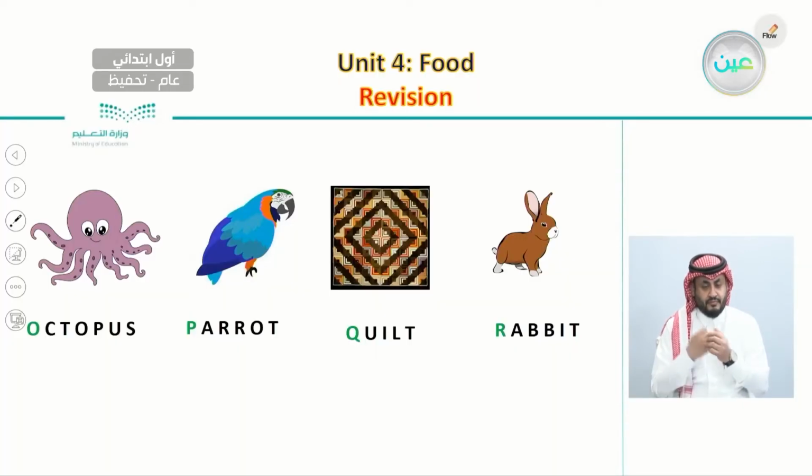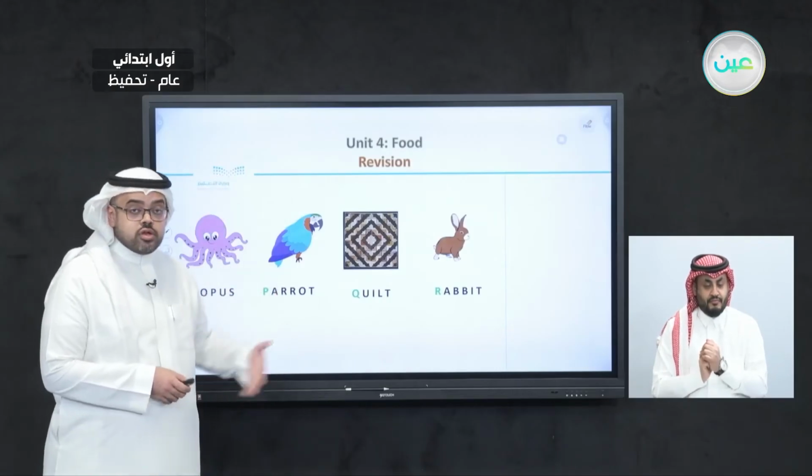So let's start with the first one. The first word here we have is octopus. Say with me, octopus. Parrot. Say with me, parrot. Quilt. And finally, rabbit. Very good. Don't forget to practice these words often and often again.